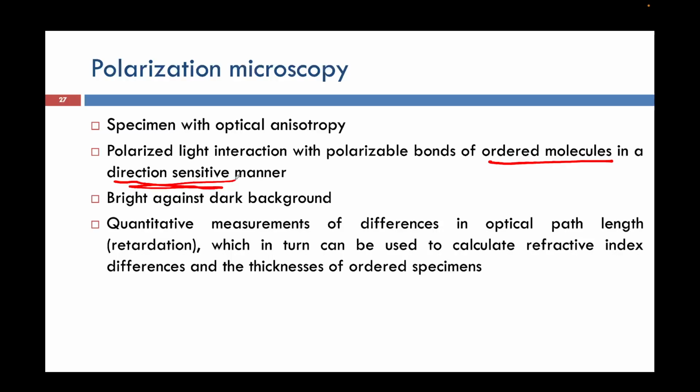And that is bright against a dark background. Polarization microscopy, remember, is a dark background microscopy. That means it is similar to dark field microscopy, but not exactly dark field microscopy, because in dark field microscopy we are not using polarized light.